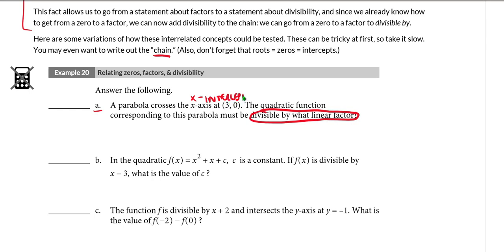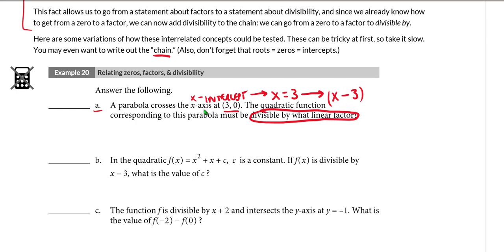Okay, so you can see here we have an x-intercept. So that's where the chain starts, x-intercept. We know that the x-intercept is (3, 0). Well, remember, that means that x equals 3 is a root, or 0, right? We talked about that already in this section multiple times. And when we know that x equals 3 is a root, or 0, we know that x minus 3 is a factor. And remember that anytime we have a factor of some polynomial, that polynomial is divisible by that factor.